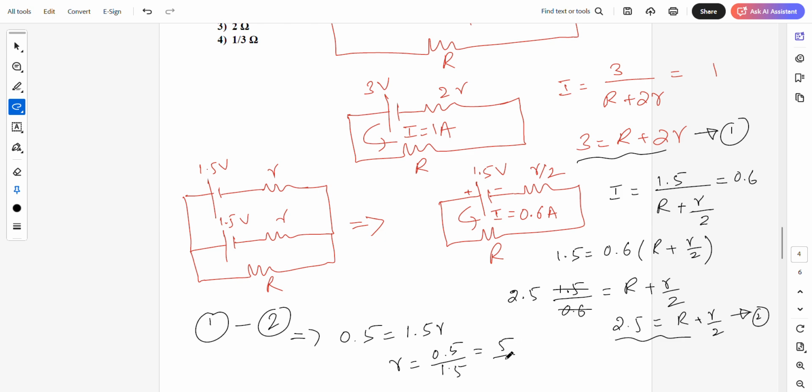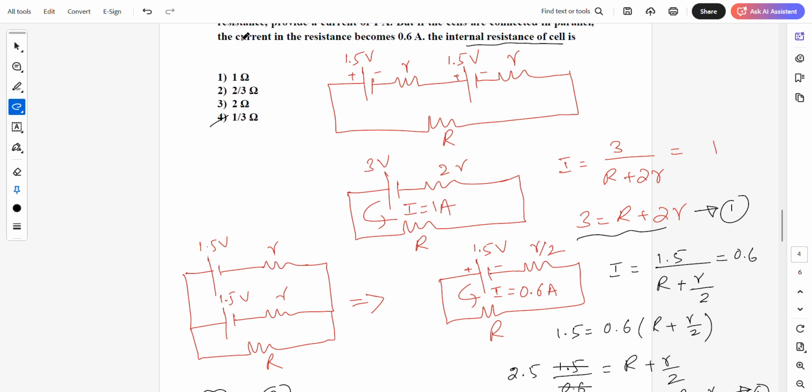That is equal to 5 by 15, which is equal to 1 by 3 ohm. So, small r is how much? 1 by 3 ohm is the right answer. Hope you have understood. Be careful here.